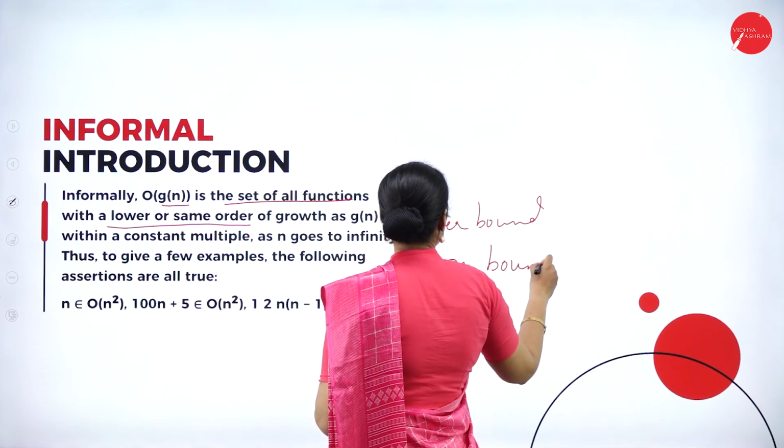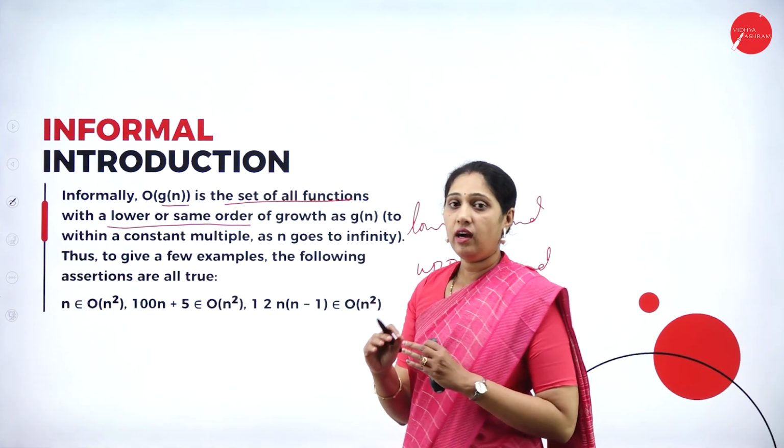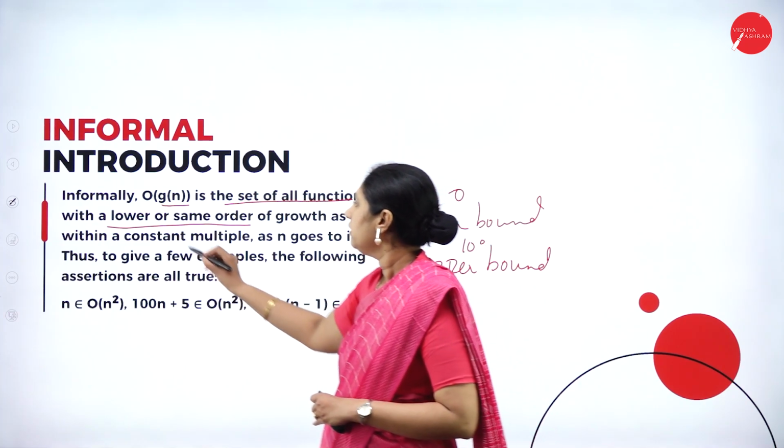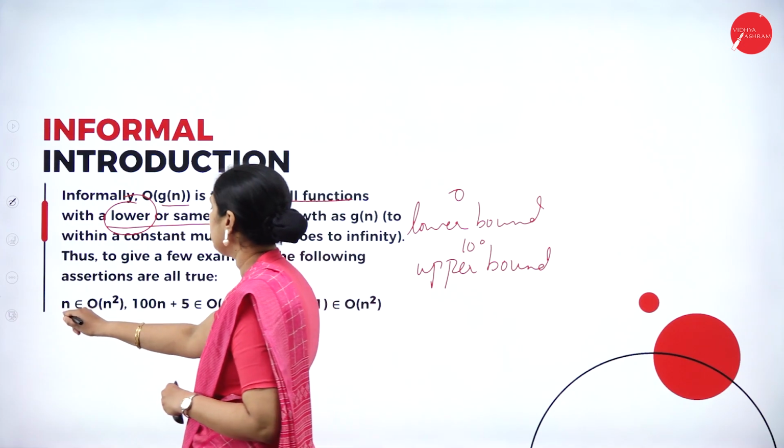So the lower bound is, if I take an array with a base index 0 and I take 100 elements, my upper bound will be 100. This is what we say as lower. Next, this is an example.